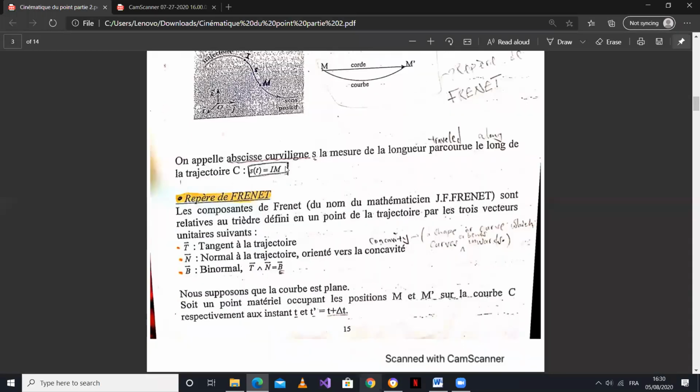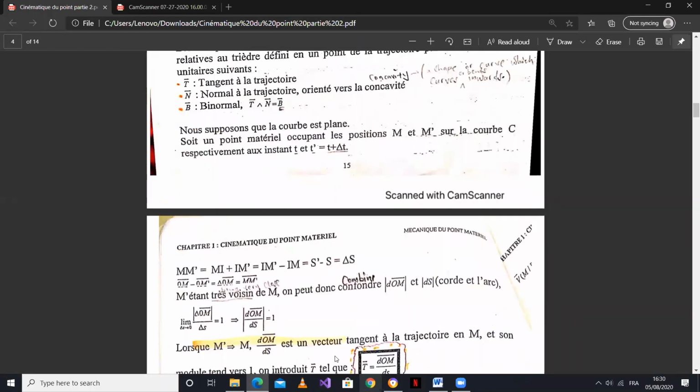And that's why they're telling you that d OM over dS est un vecteur tangent à la trajectoire. And because its module is equal to 1, and we know that T, when we introduced it, was part of la base du repère de Frenet, and the vectors in the base have a module equal to 1, and we have this vector here with a module equal to 1, d OM over dS, it becomes our tangent, okay?